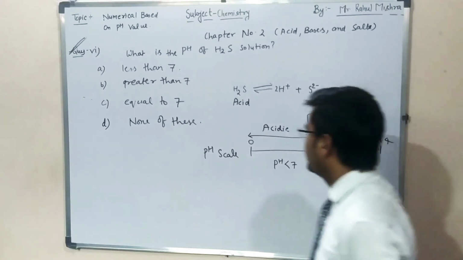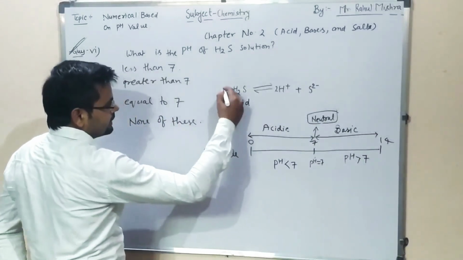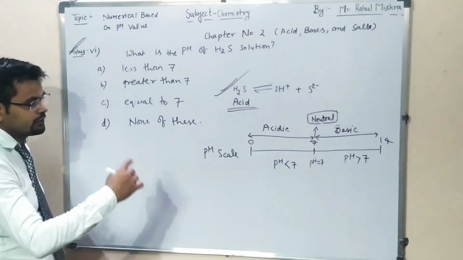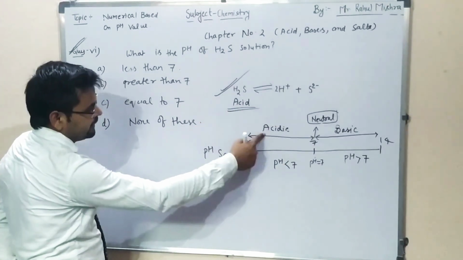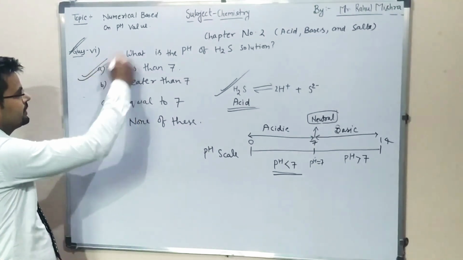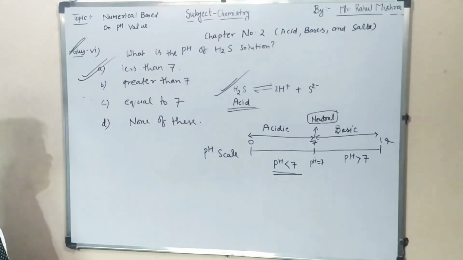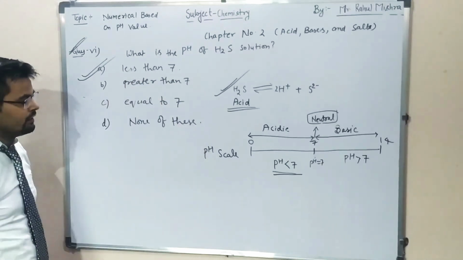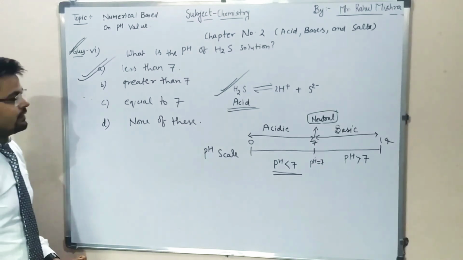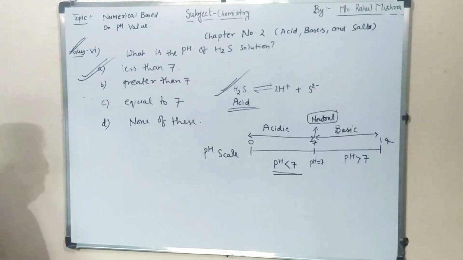So listen, you can see here H2S acts as acid. It means its solution will be acidic. So pH will be less than 7. It means first option A will be correct. All of you note it down. Now we will solve the next question.